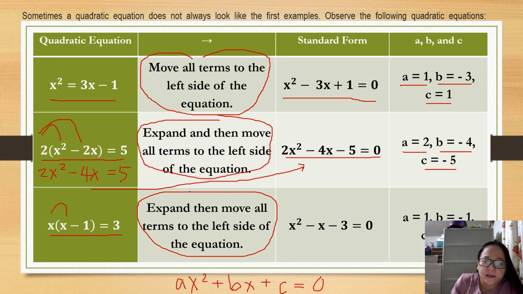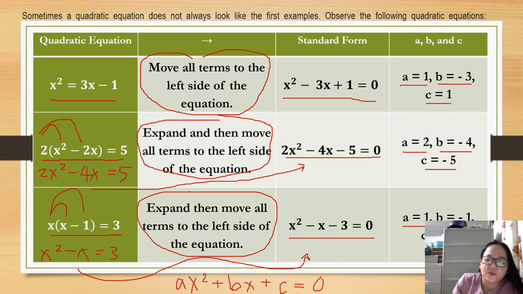So let us expand. x times x, we have x squared. x times negative 1, we have negative x is equal to 3. And then what do we do next? Move all terms to the left side of the equation. So if we move all terms to the left side of the equation, it now becomes x squared minus x minus 3 is equal to 0, where a is equal to 1, b is equal to negative 1, and c is equal to negative 3. Let's continue.